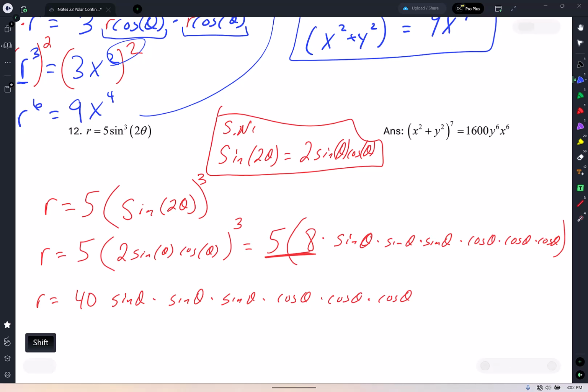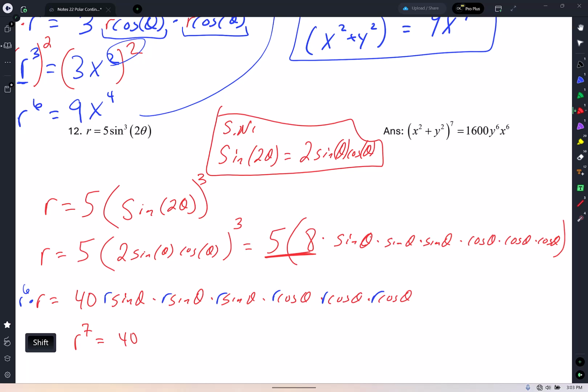I want to get rid of all those sines and all those cosines. I need an r in front of every single one of those. Does that make sense? 1, 2, 3, 4, 5, 6. I added 6 r's, so I'm going to multiply the left-hand side by r to the 6. And r to the 6 times r is going to be r to the 7th, equals 40.